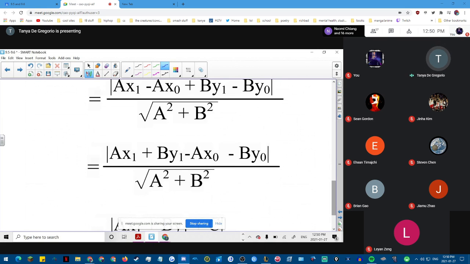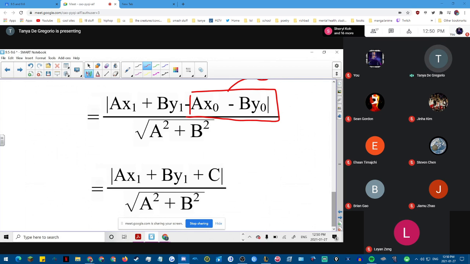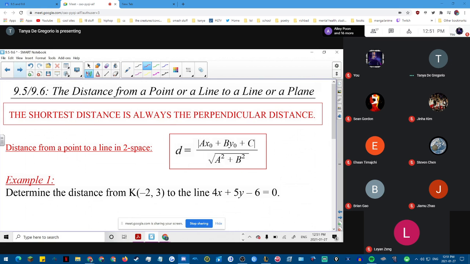And then I have this expression here. You guys have seen us do this before in another equation. What am I going to call this? Constant C, because we're talking about the Cartesian equation of a line in 2-space, right? So Ax1 plus By1 plus C, there's my Cartesian equation. We're taking the magnitude of that divided by the square root of A squared plus B squared. Any questions? And so there's your formula.